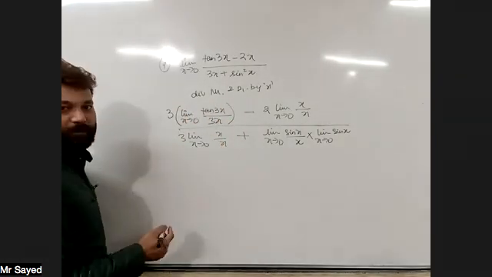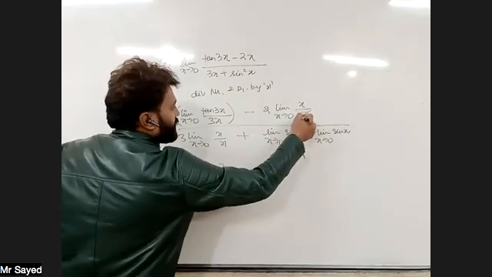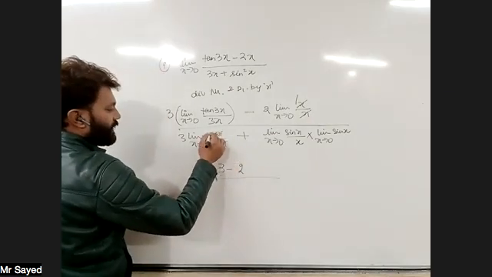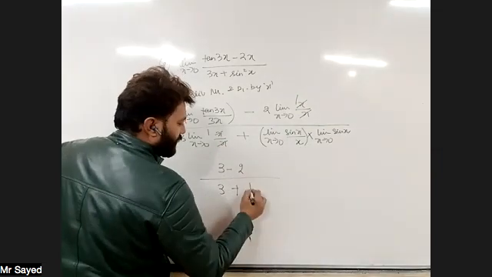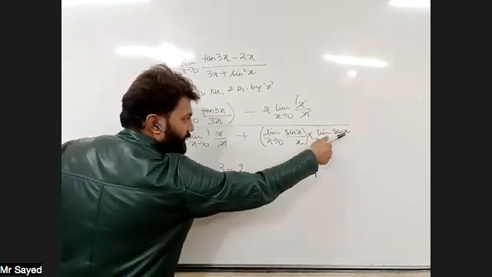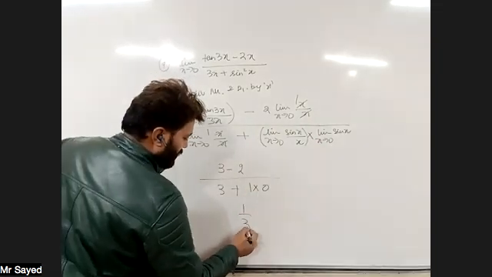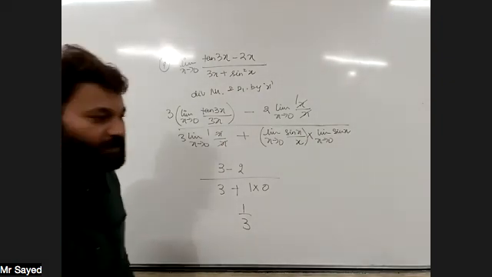Now tan 3x upon 3x. 1. So this will be 3. These two cancelled. So minus 2, whole upon these two cancelled. So only 3. Plus this part will be 1. Sin 0 is? Sin 0. 0. 1 upon 3. Right? Is it difficult?